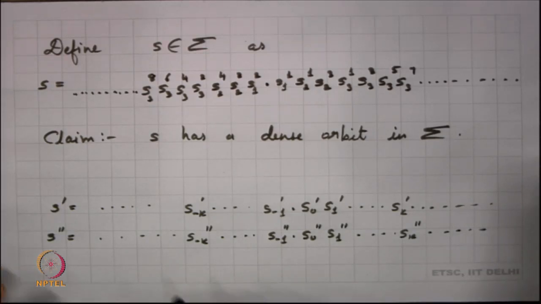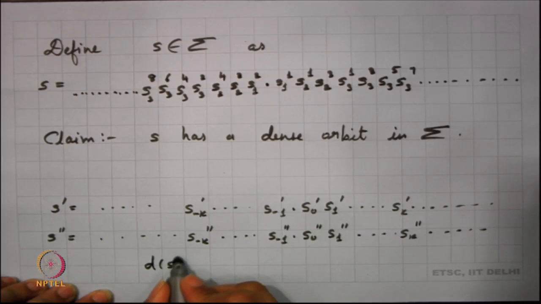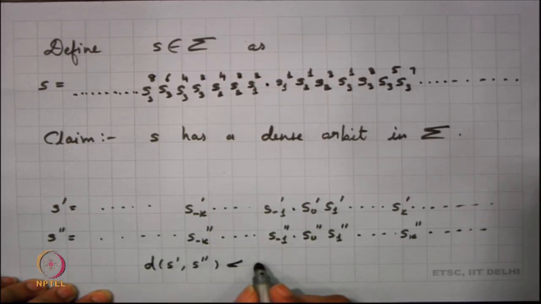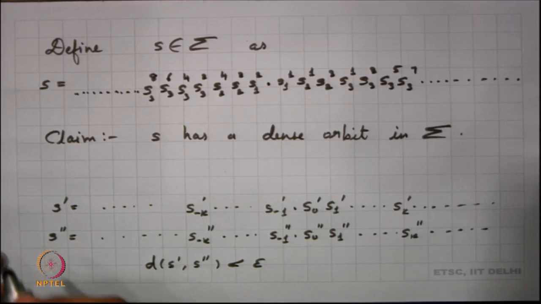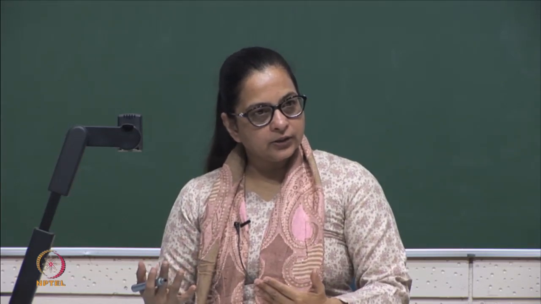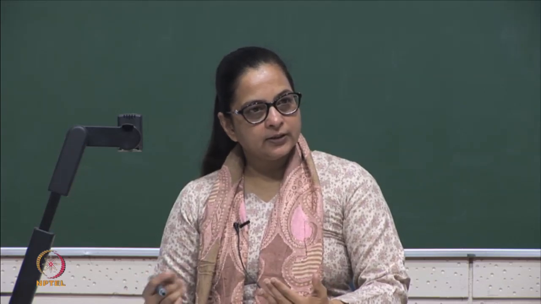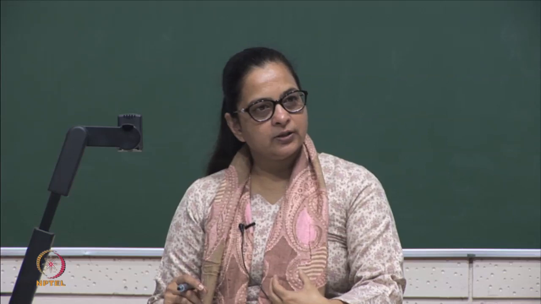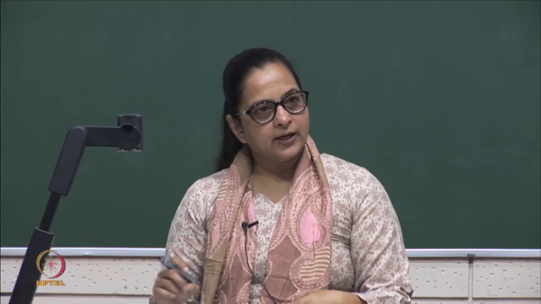What is the meaning of saying that d of S′ and S″ is less than epsilon, given some positive epsilon? We again go back to the definition of the metric d, which is basically the summation of delta_i upon 2 to the power mod i, and what happens in that case?